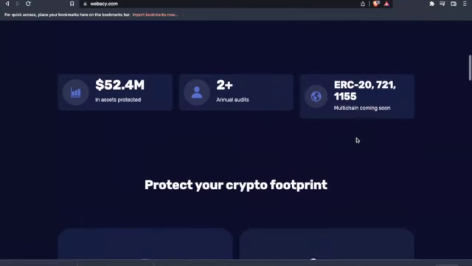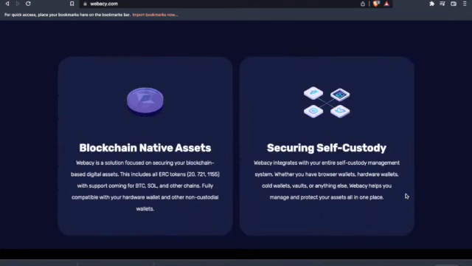Now, as I said earlier, 52.4 million in assets protected, 2 annual audits, then you got ERC 20, 721, 1155, and more chains coming. And so, ladies and gentlemen, I don't think you can express this enough. Blockchain native assets: Webacy is a solution focused on securing your blockchain-based digital assets. Securing self-custody: Webacy integrates with your entire self-custody management system, whether you have a browser wallet, hardware wallet, cold wallets, vaults, or anything else. Webacy helps manage and protect your assets all in one place.